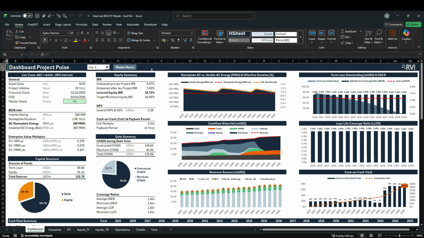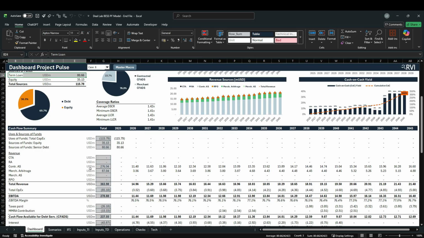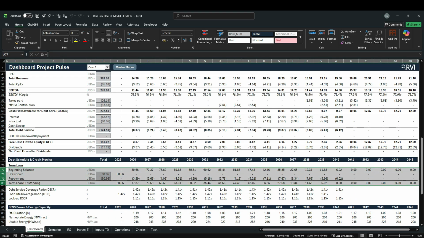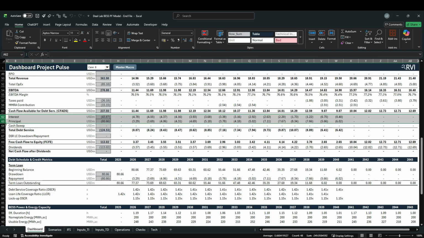In the previous lesson, we sized our final term loan amount using the discounted target debt service approach and the max leverage constraint. And in this lesson, we will finalize the debt structure by building the term loan account and then calculating principal repayments and interest expense for each period.